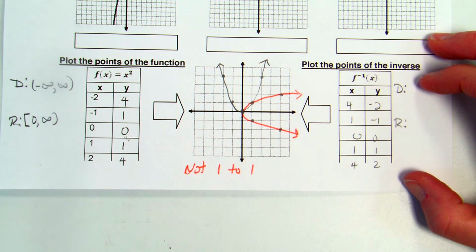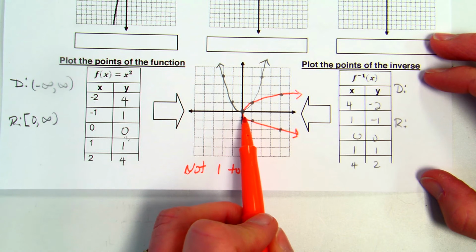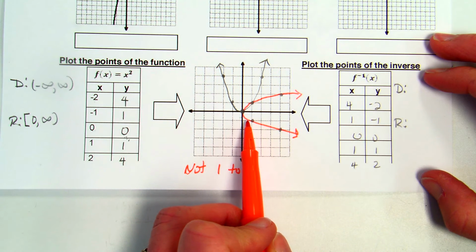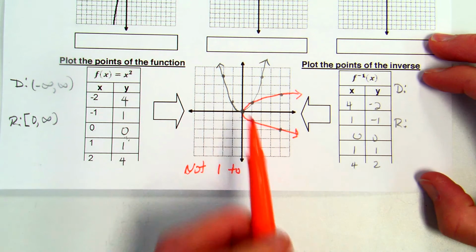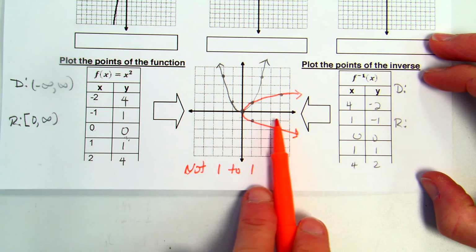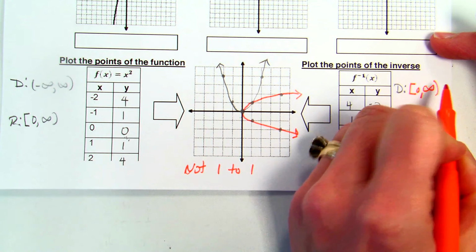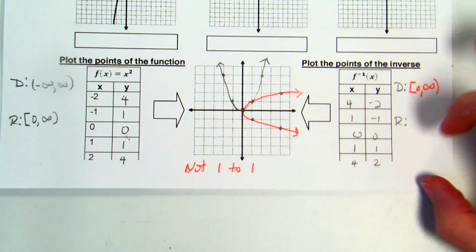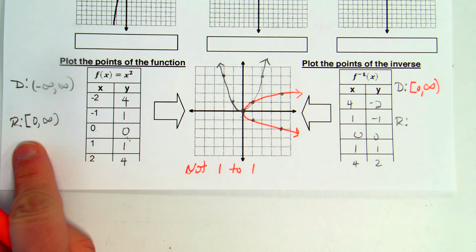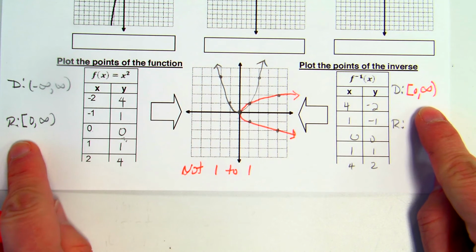Okay? What is the domain of this orange function, of this orange relation? It's not a function. What is the domain of the orange graph? Look at the graph. What's the domain? 0 to where? Good. 0 to positive infinity. Do you remember a while ago when we talked about the domain and the range? The range of the original should be the domain of the inverse. Did that happen? It did.